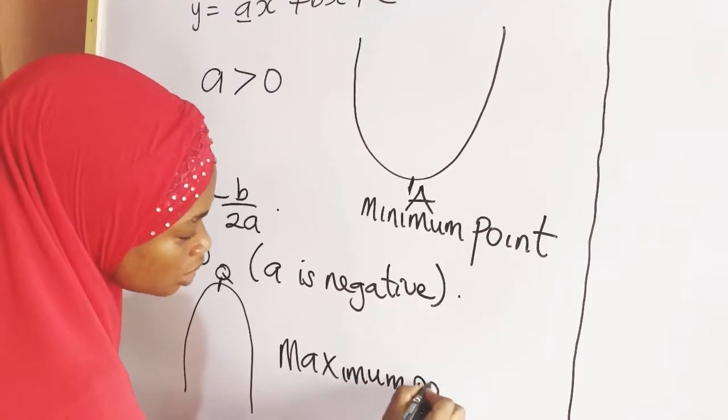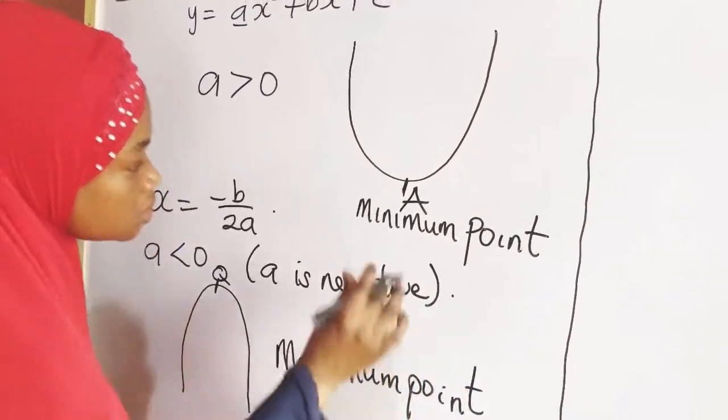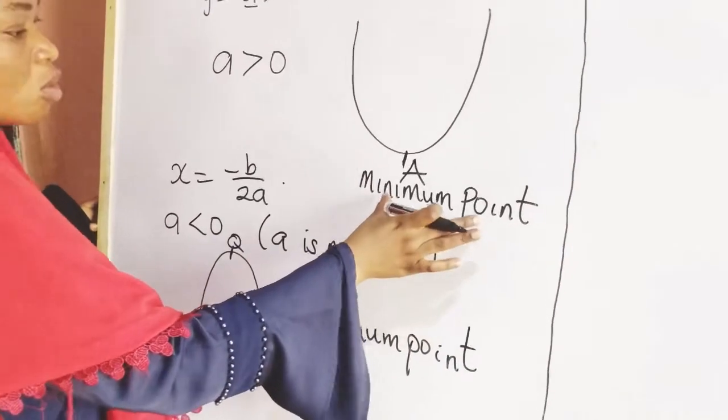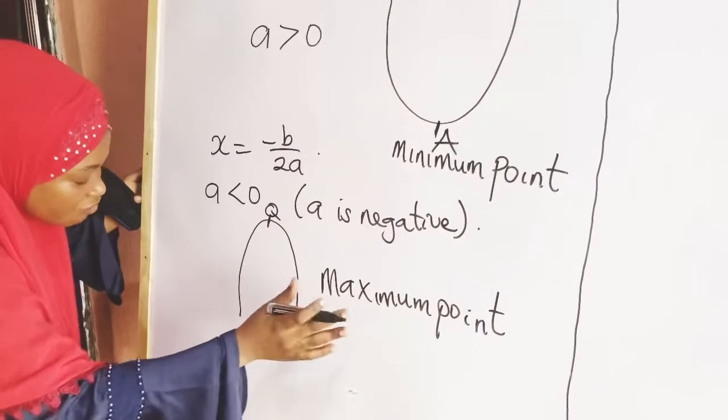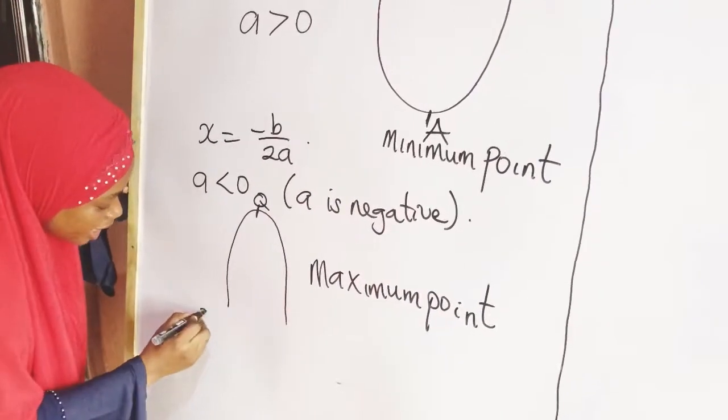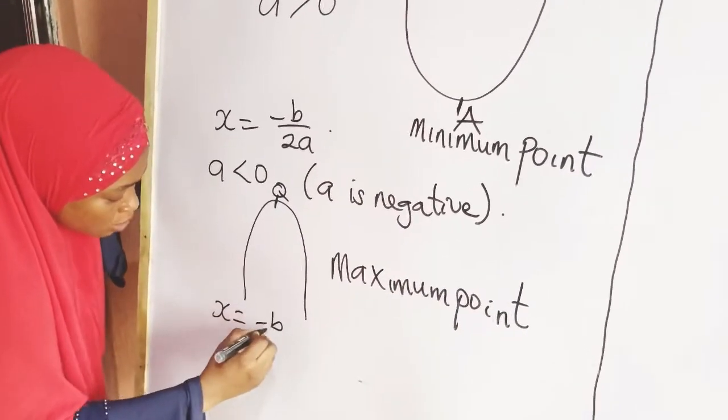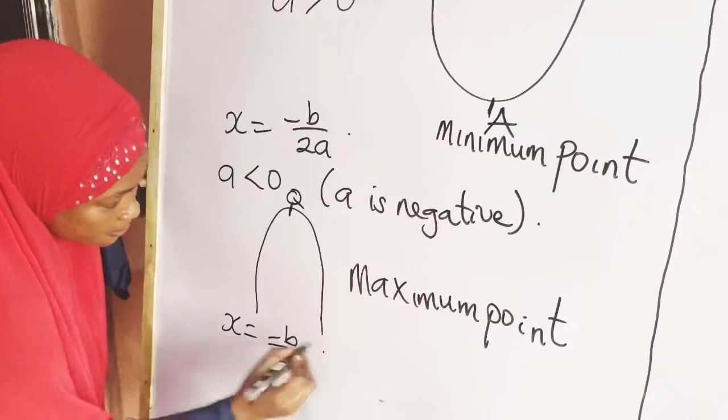or maximum value, or highest value. So this one is least value or minimum value. And this maximum value also occurs when x is equal to minus b over 2a.